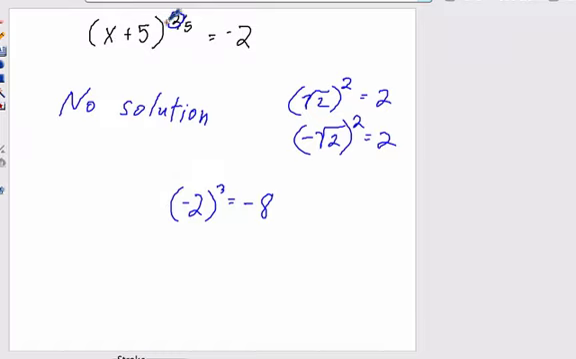Okay? So it's just when this is even and that's equal to a negative that you're going to have no solution. If you go ahead and actually solve this problem and check it, then you'd find that it's not a solution. But it's a lot easier to notice that at the beginning of the problem.